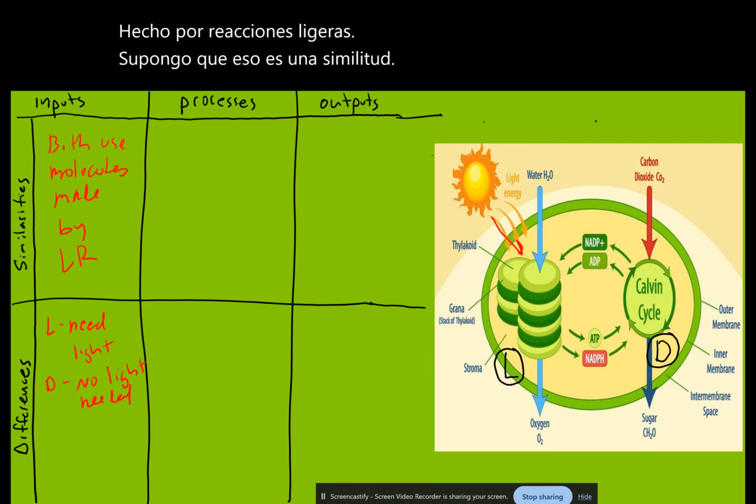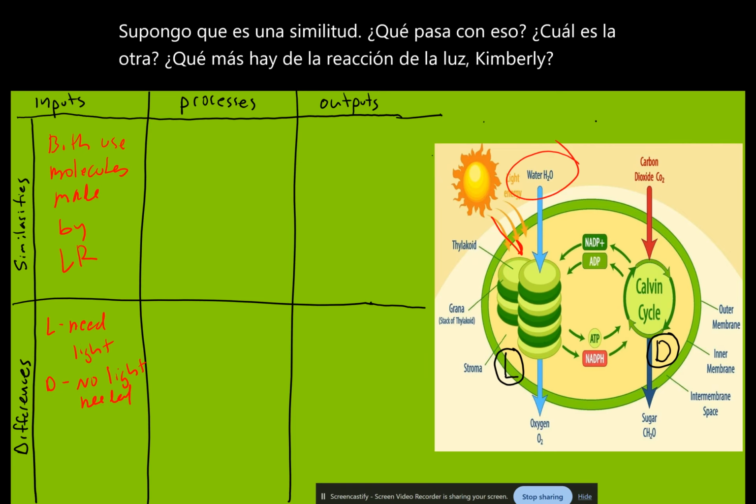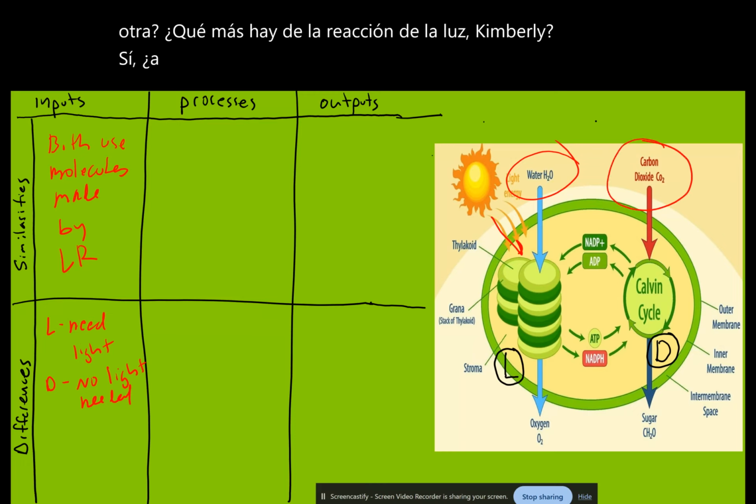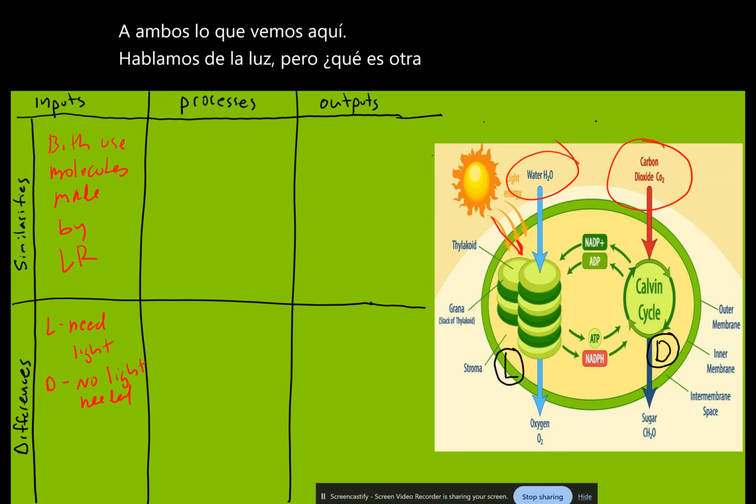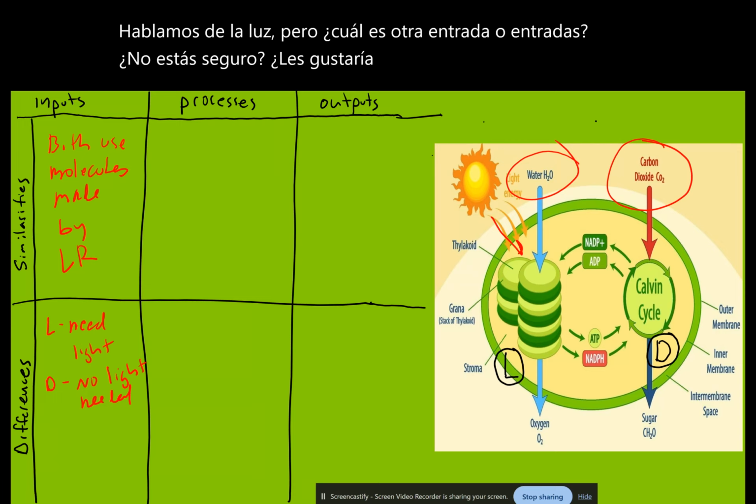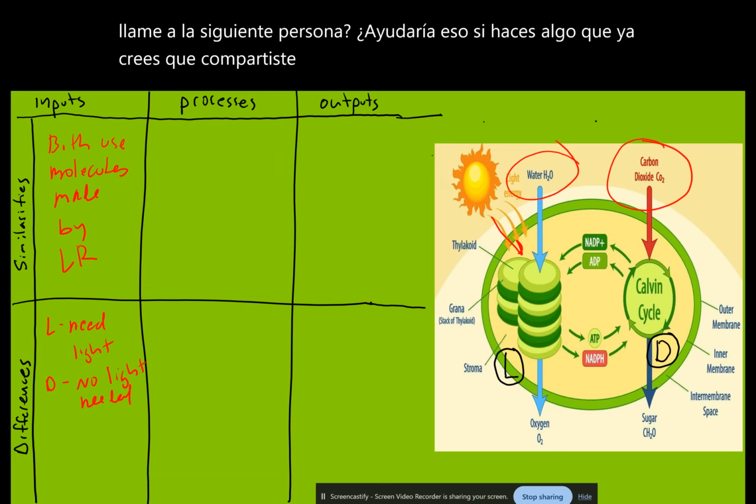What else is going into the light reaction, Kimberly? Yeah, like where are we going? We've got inputs to both. What do we see here? We talked about the light, but what's another input or inputs? You're not sure? Would you guys like to talk to each other a little bit before I call the next person? You already kind of think-pair shared earlier. Do you want to talk to each other real quick?